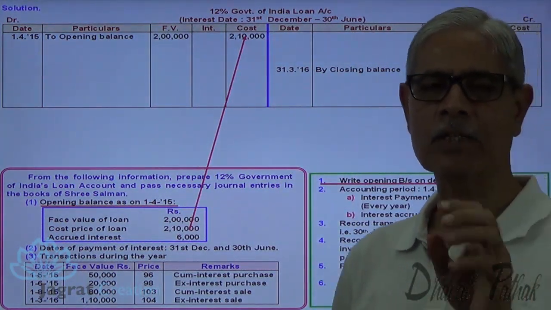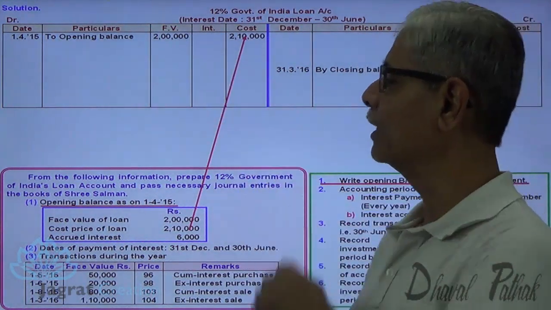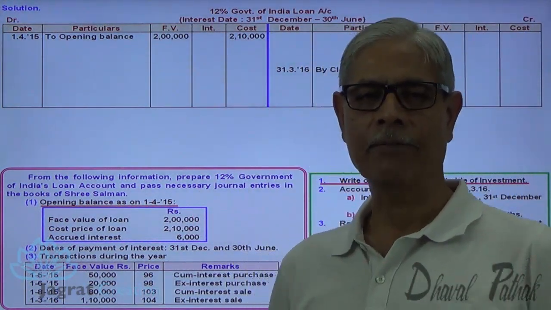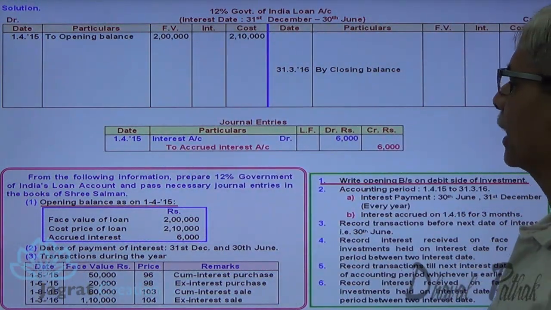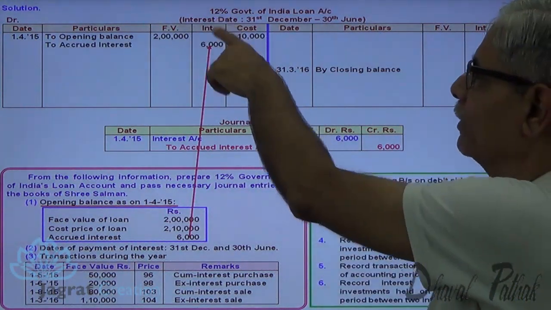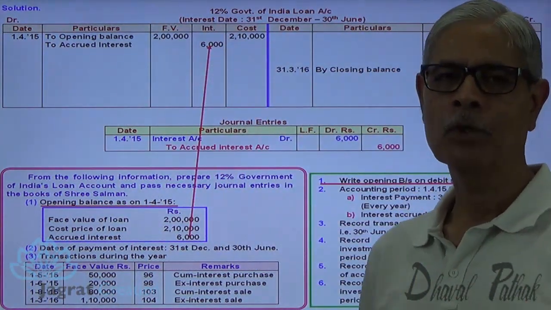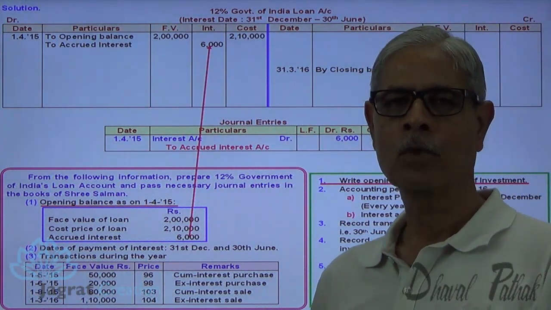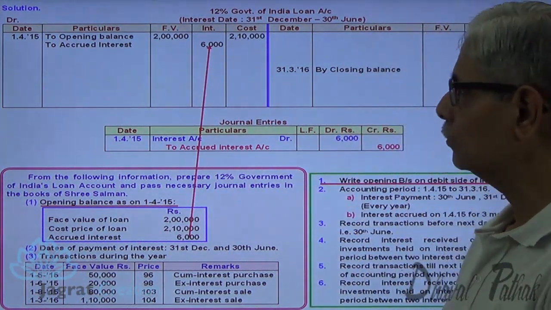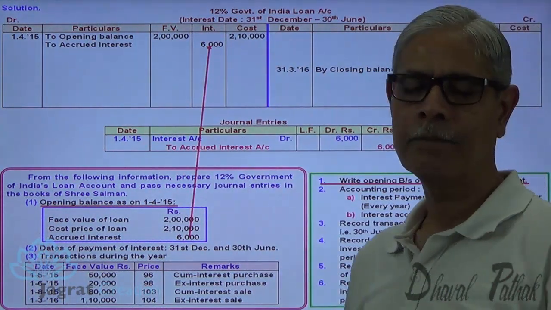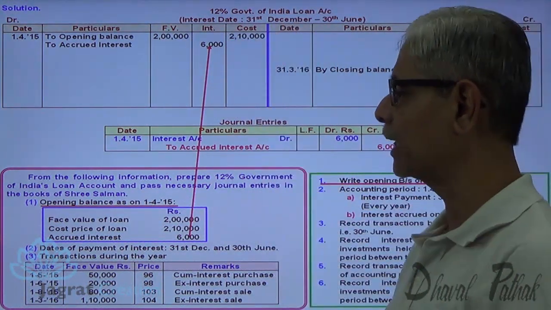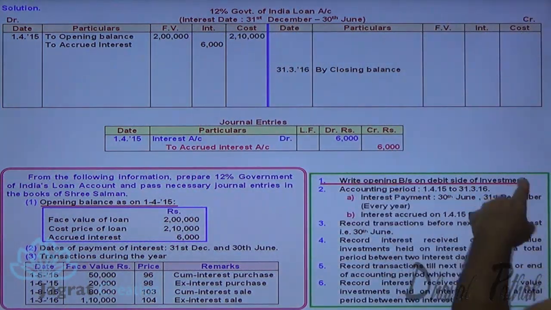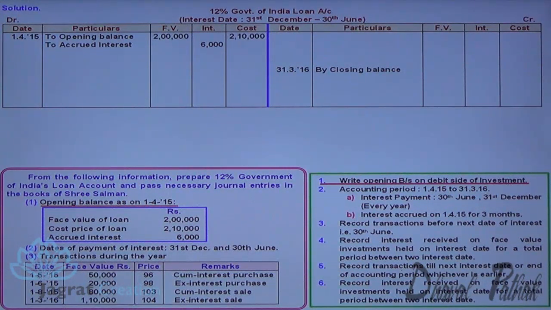So this accrued interest will be transferred to the debit side of interest account. The adjustment entry for that will be recorded: interest account debit to accrued interest account credit. So I will write on the debit side of interest account, accrued interest 6,000. This interest will be received on 30th June next. So first I wrote the opening balance, then I wrote the adjustment entry for accrued interest that is debited to interest account. So this is how the first step and the accrued interest adjustment is over.